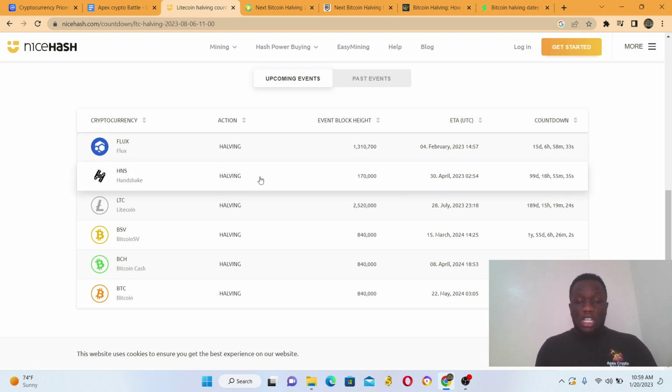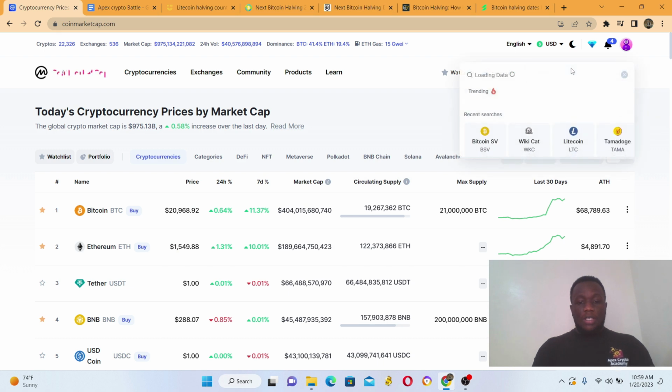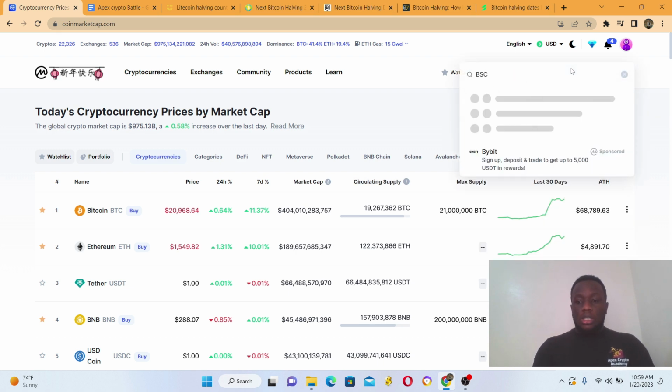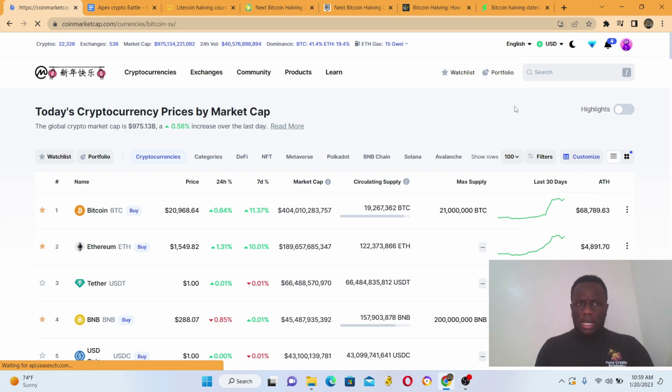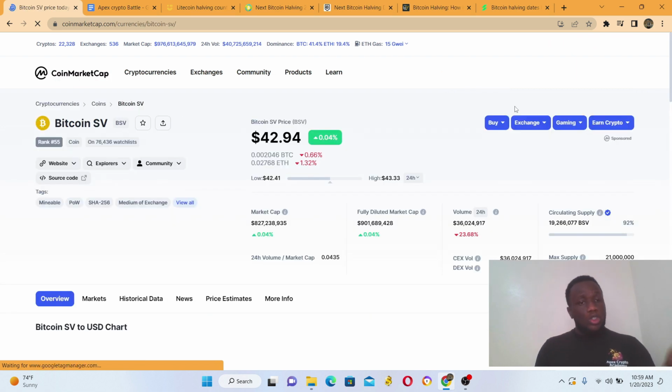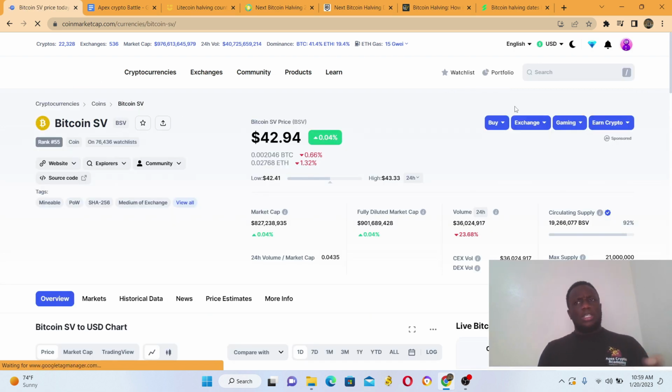Then we have the Handshake. This is another crypto project that has the halving mechanism. Then we have Litecoin, of course. We have the Bitcoin SV. And Bitcoin SV, don't confuse it with Bitcoin. Because if you check the current price of BSV, that is Bitcoin SV, you can see it's now at around $42 there. Let me just confirm. 42.94. So what is Bitcoin SV?